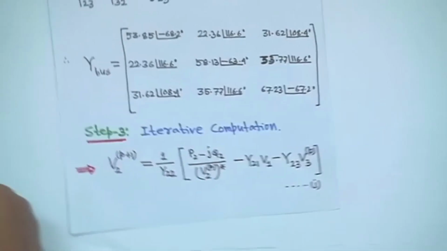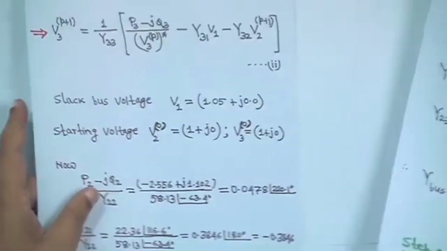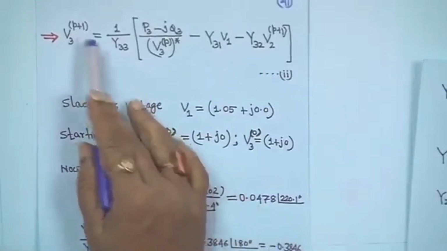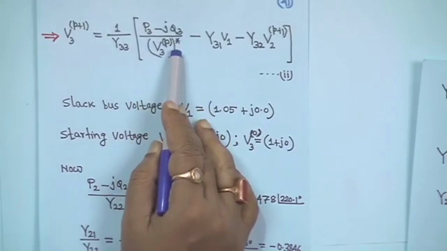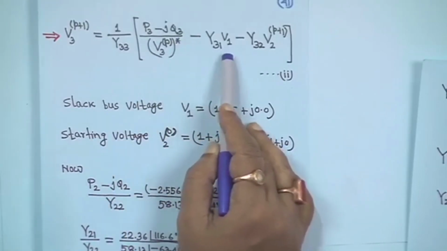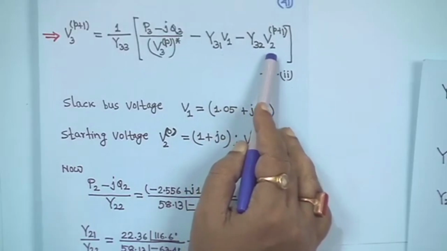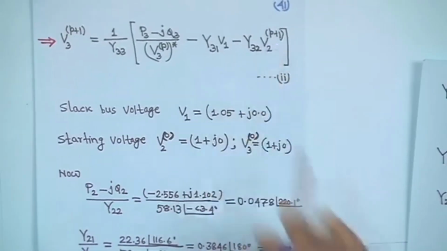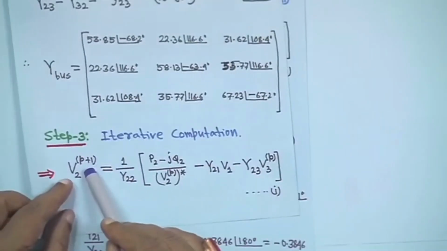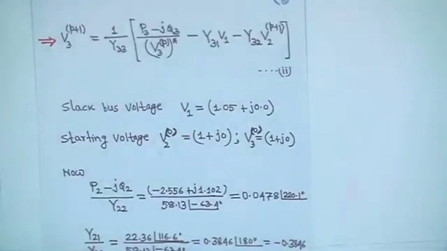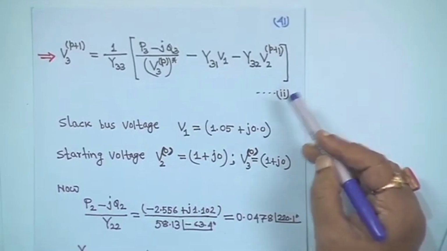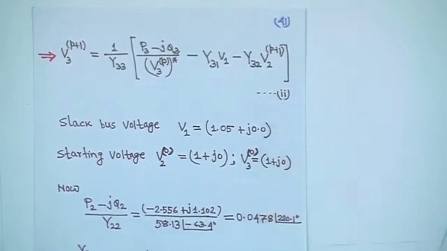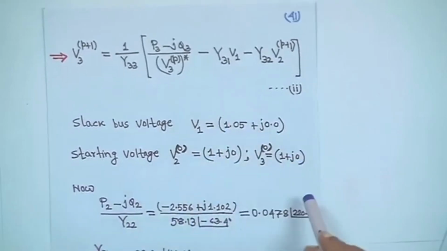Similarly, for bus 3 you can write in the same way: V3(P+1) equals 1 upon Y33 times P3 minus jQ3 upon V3(P) conjugate, P is the iteration count anyway, minus Y31 V1 minus Y32 V2(P+1). So, instead of P you write the immediate values, whatever you have obtained. So, V2(P+1) will be computed first. Instead of taking V2(P) you take V2(P+1), such that your convergence will be faster, that is, the number of iterations will be less. So, these 2 equations you have got.